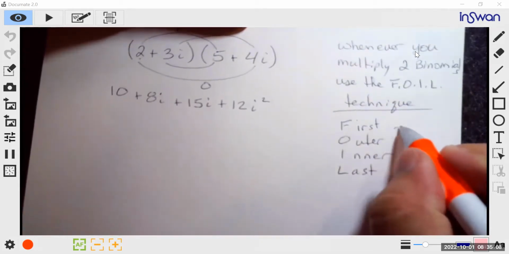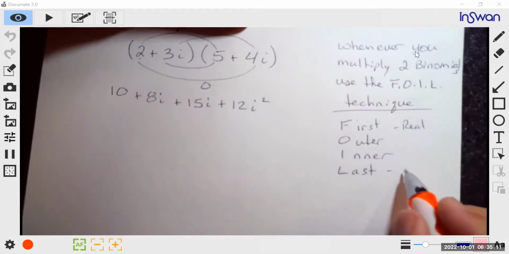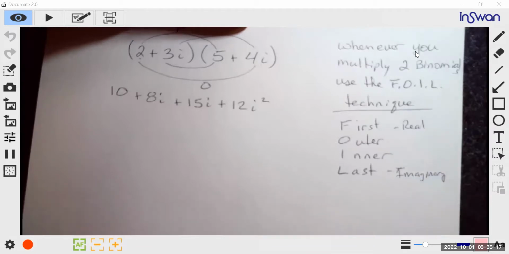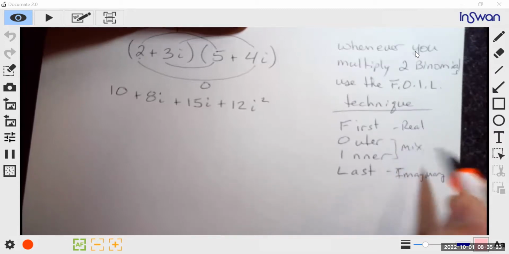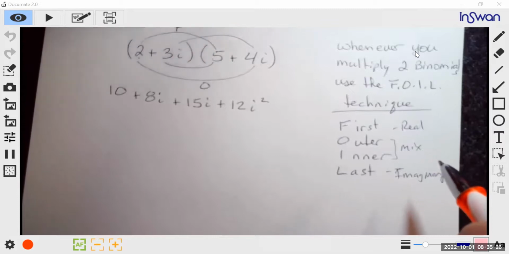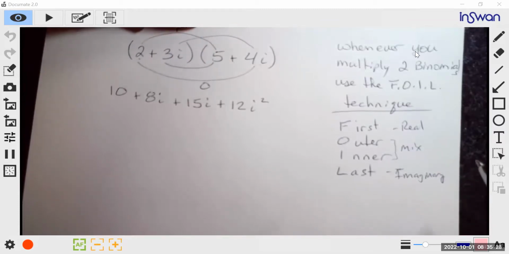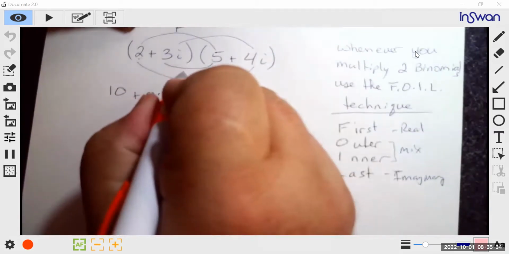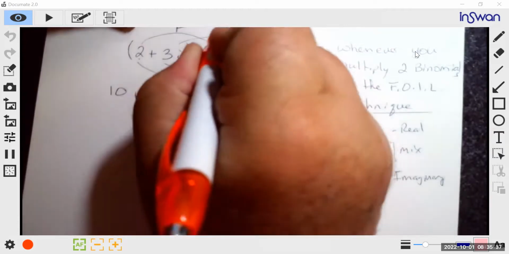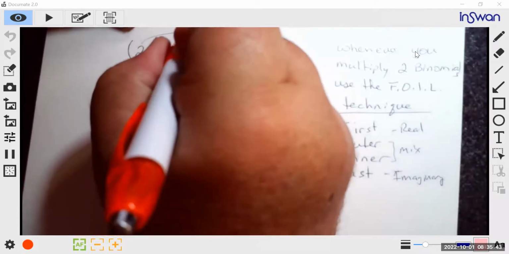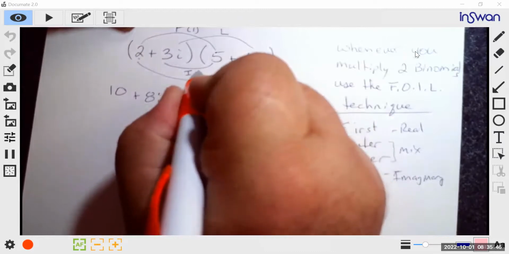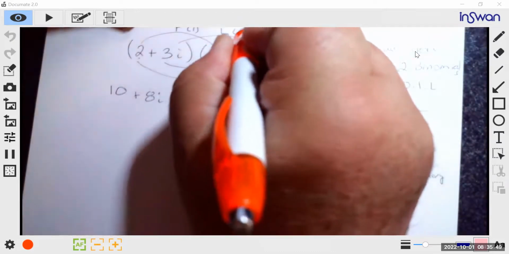So the first parts, those are the real numbers. The last parts are the imaginary numbers. And the outer and inner, that's a mix. So this is inner and this is last. First, outer, inner, last. Do this first, do the second, do that third, and do that fourth.